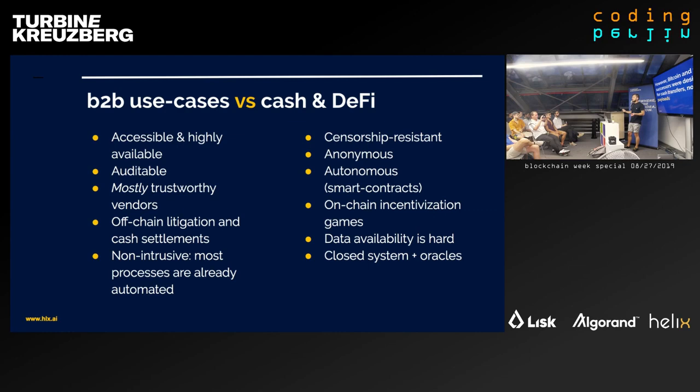But what is valued here is that you're accessible and highly available, meaning that you can access this network even within different data silos in the different regions. It is auditable, so you can actually show your audit trails and all your data to the regulators and to your business partners. You can assume that the vendors who typically will run the full node are mostly trustworthy.